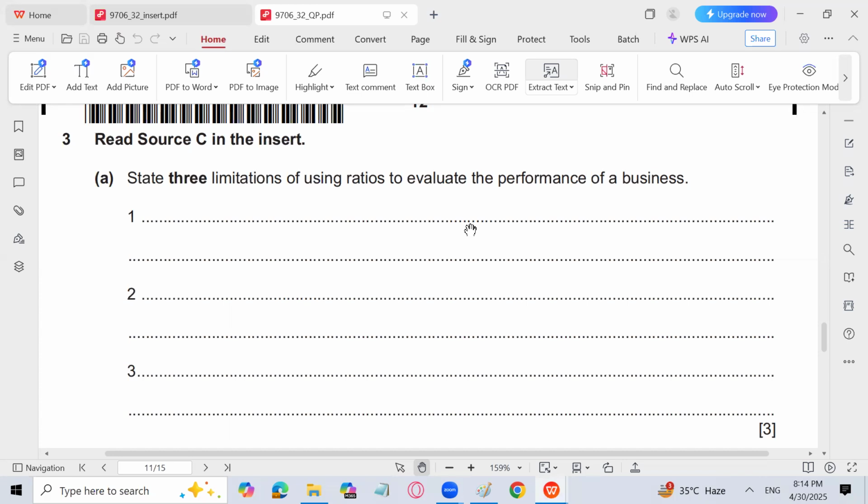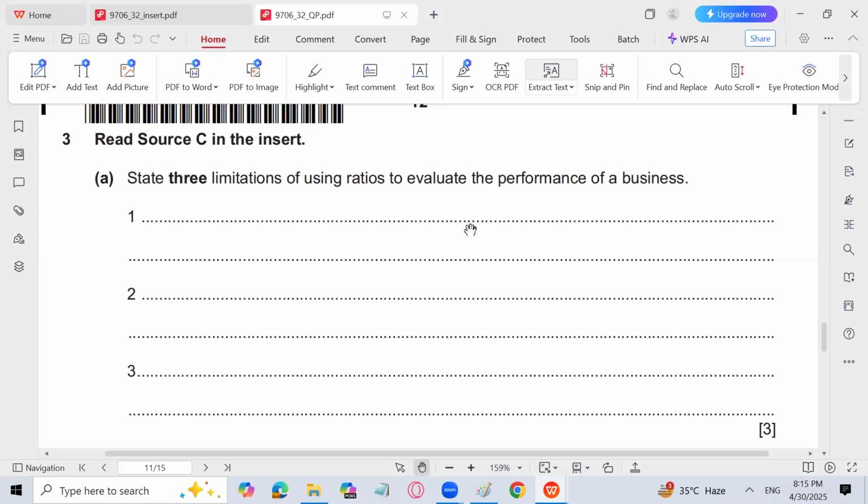Location, size of the business, and the nature of the business. How can a business which is a shoe factory be compared with a school? Not possible. So nature of the business also matters. It is a limitation of ratio analysis that two different natures of businesses cannot be compared.